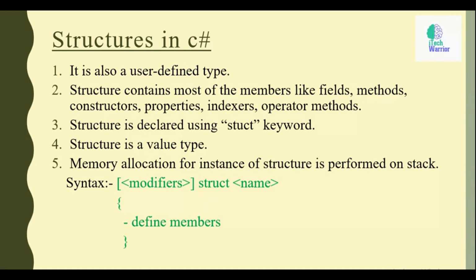In the fifth point, memory allocation for an instance of a structure is performed on the stack. In a class, memory allocation is on the managed heap, and in a structure, memory allocation is on the stack. Here is the syntax of a structure: modifiers, the struct keyword, the structure name, and the members inside the structure. So this is the basic idea of a structure in C#.